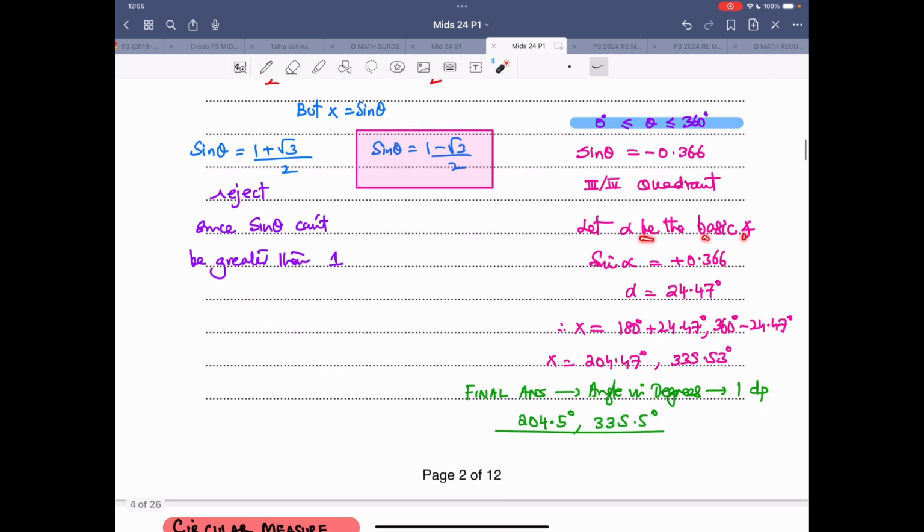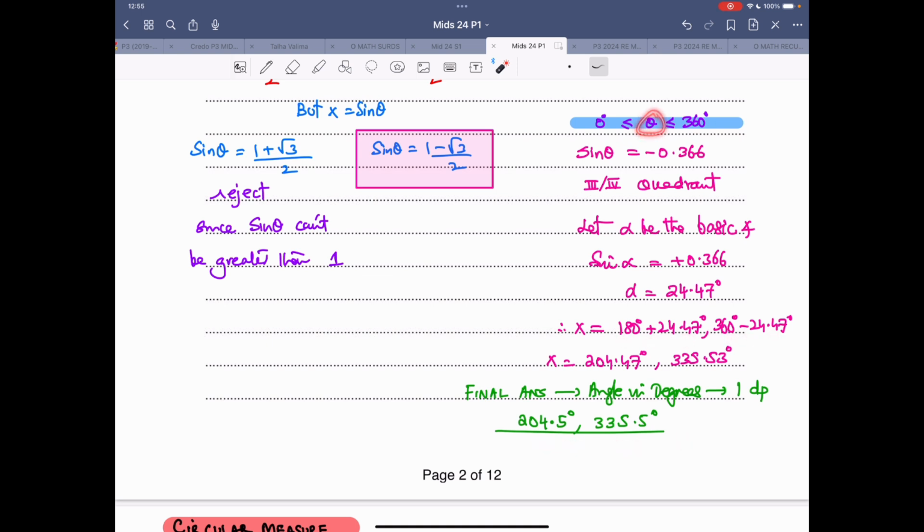Let alpha be the basic angle. It's always calculated with a positive ratio, work in 2 decimal places. And over here in the third quadrant, it's 180 plus the basic angle. Fourth quadrant, 360 minus basic angle. Final answer to 1 dp.